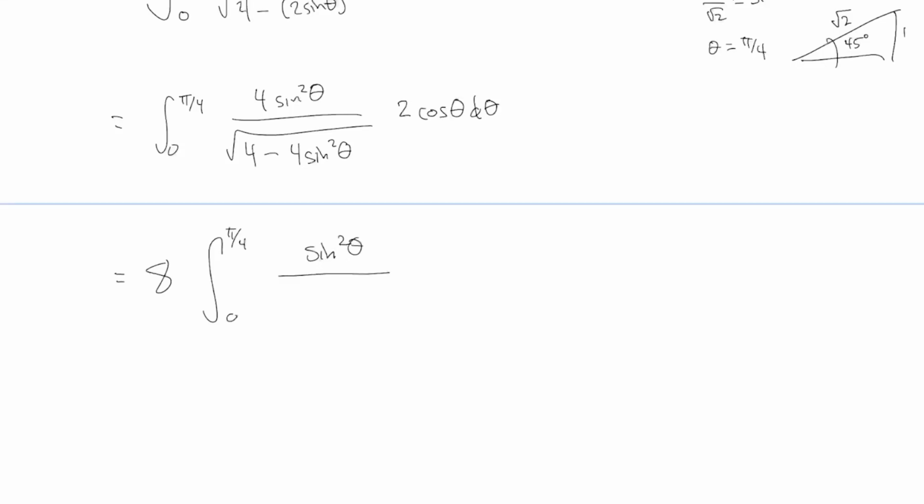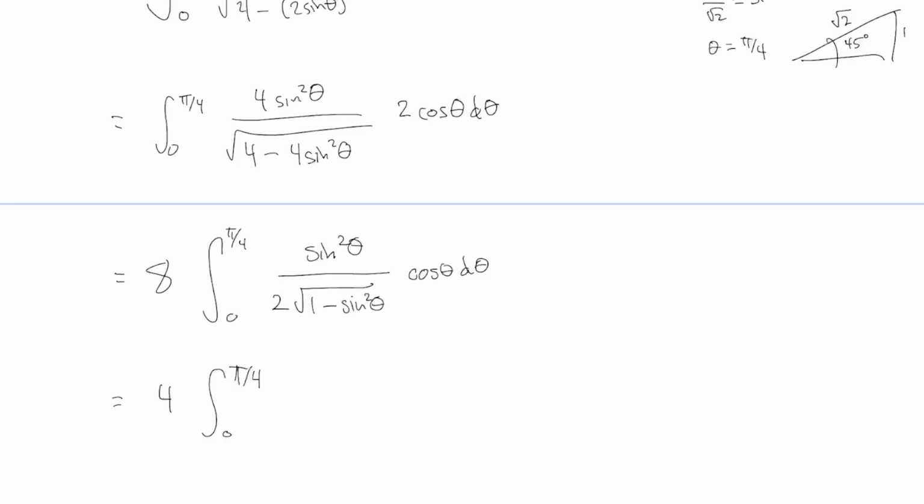I have sine squared theta up top. You can also factor 4 out of the square root and it turns into a 2 when you pull it out, like so. And out here we still have cosine theta d theta. Now that 2, which is in the denominator, can factor out of the integral. It'll factor out as a 1/2, and so we have a 4 on the outside. What else did you do next? I know some people got this far. What should I do next?